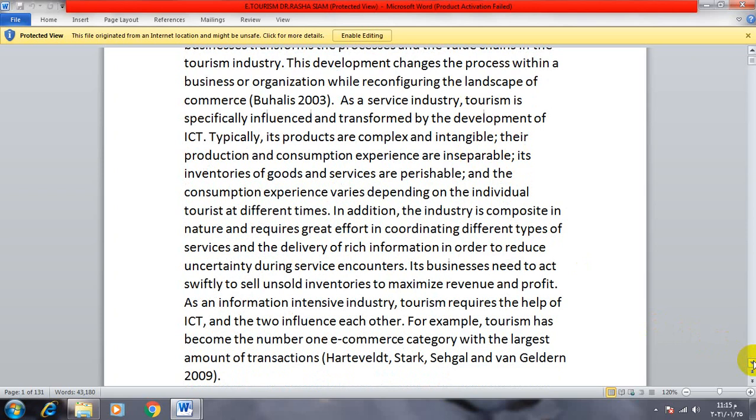As an information-intensive industry, tourism requires the help of ICT, and the two influence each other. For example, tourism has become the number one e-commerce category with the largest amount of transactions.